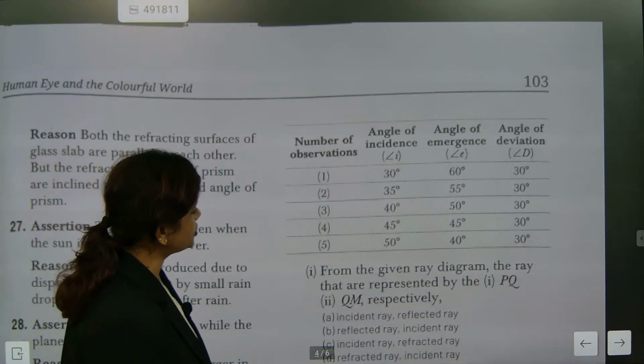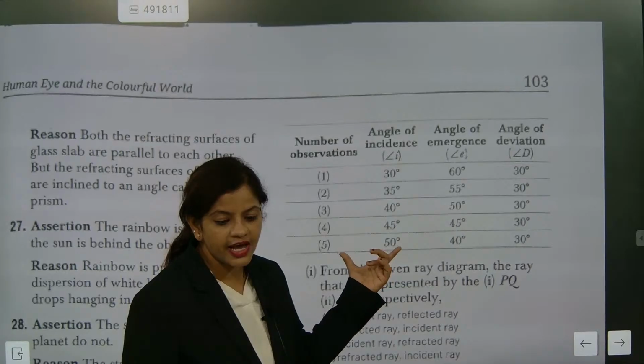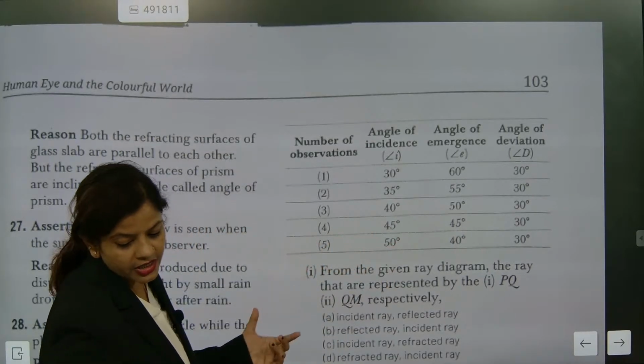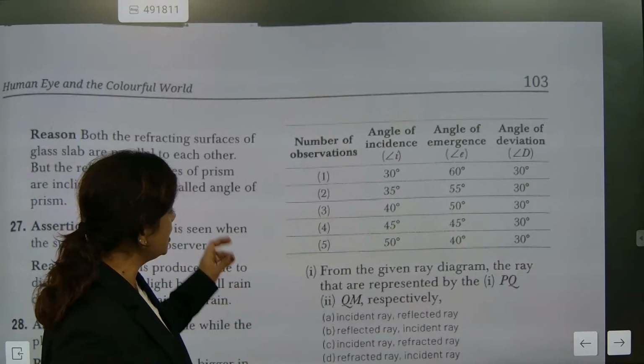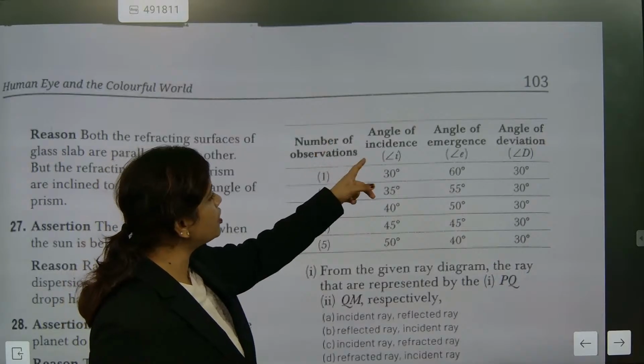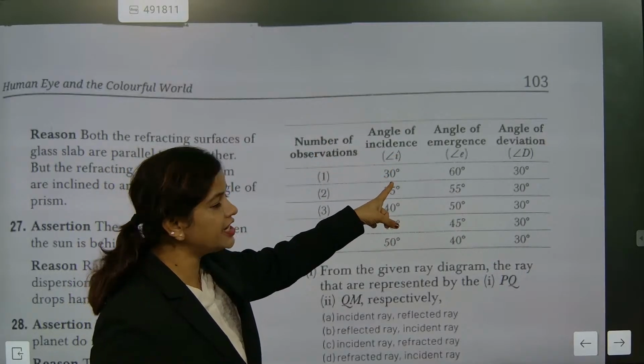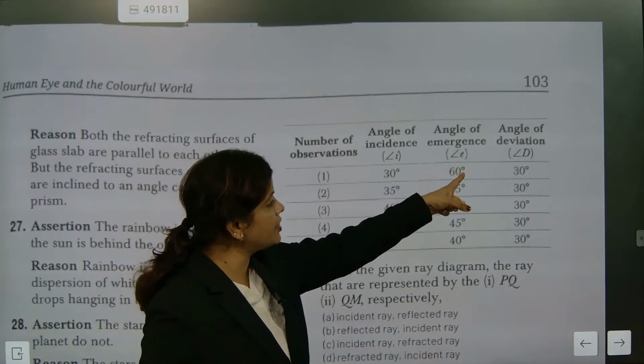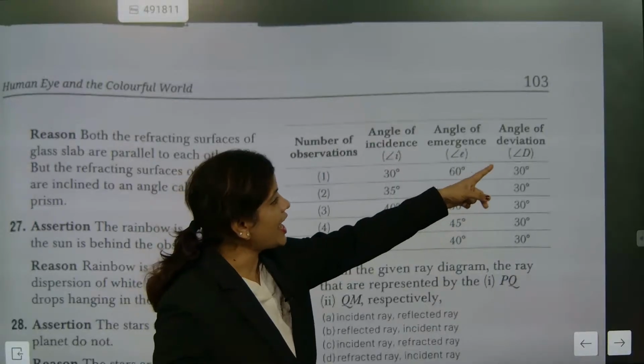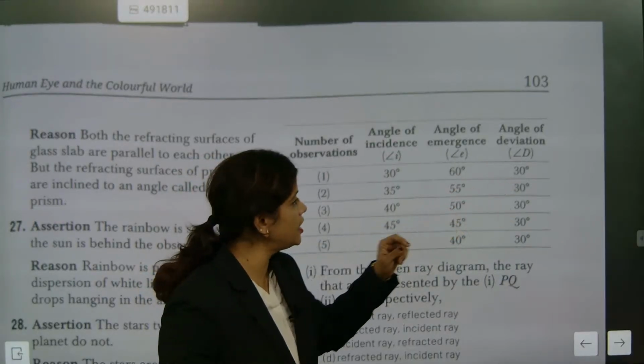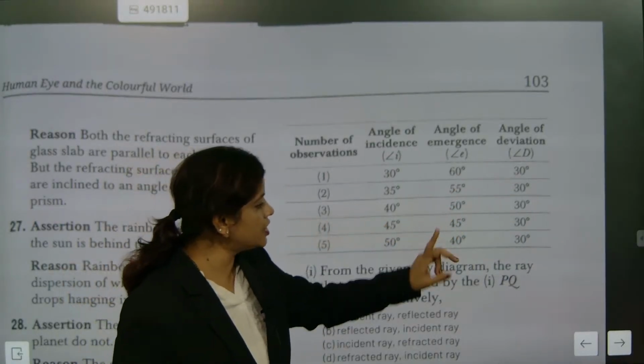Number of observations. See here, the observation is very calculative and you need to check this one very nicely. Now the first part is number of observation. Angle of incidence 30 degree. Angle of emergence 60 degree. Angle of deviation 30 degree. You see all the values are written.